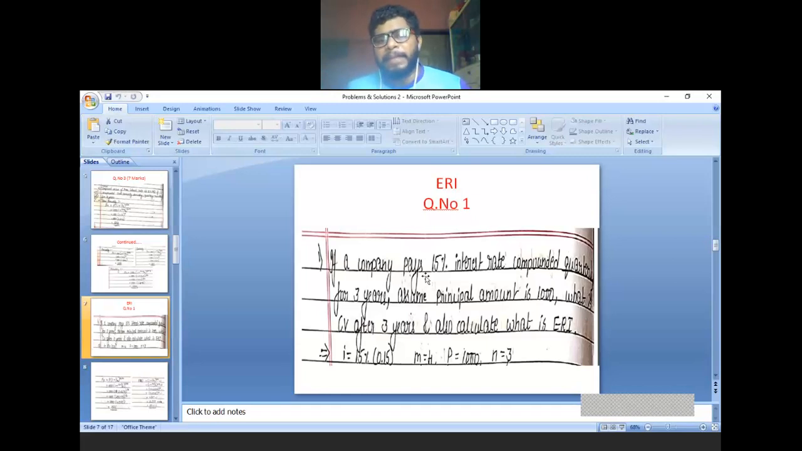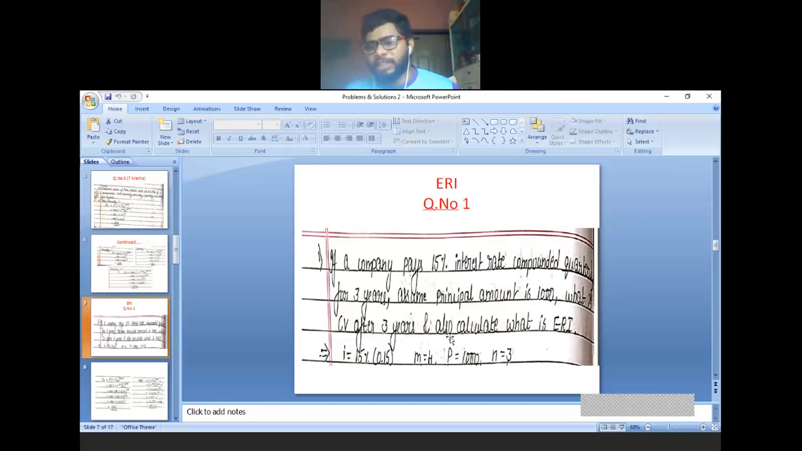If a company pays 15% interest rate, that means I is equal to 15%, compounded quarterly, that means M is equal to 4, for 3 years. So N is equal to 3 years. Assume principal amount is 10,000, that is nothing but present value. What is CV? CV means compound value. One more name for compound value is future value. What is CV after 3 years, and also calculate what is ERI.